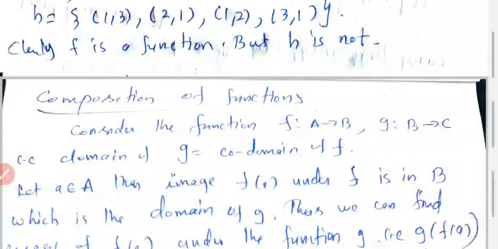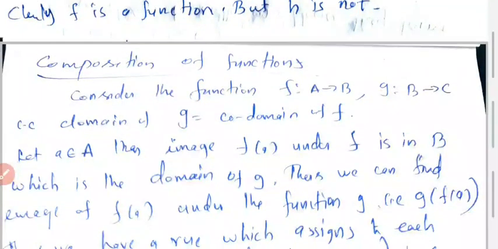Next is composition of functions. Composition of functions means we have two functions. The first function f is from A to B and g is from B to C. Note that the domain of g is the same as the codomain of f. In such a way we have two functions. If we take a small element a of capital A, then f of a belongs to where? It belongs to B, so it is in the codomain of f. But we know that g is a function from B to C. So definitely this f of a has an image under g. So we have g of f of a.